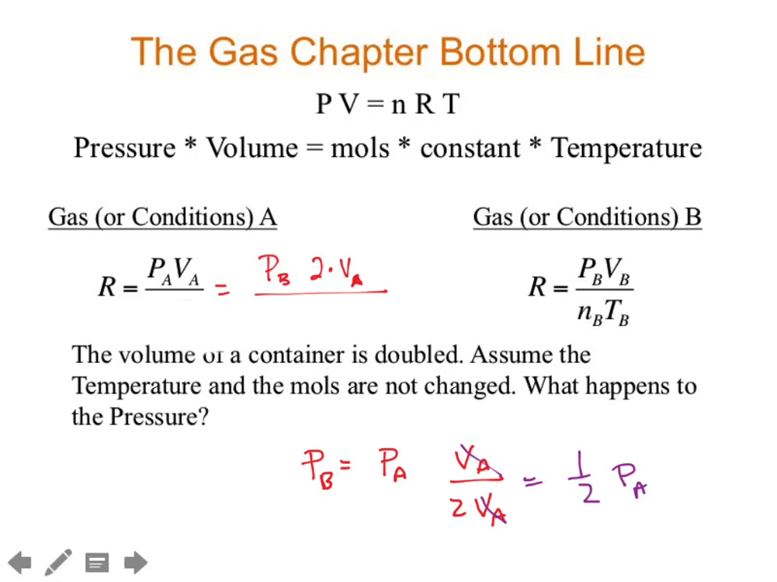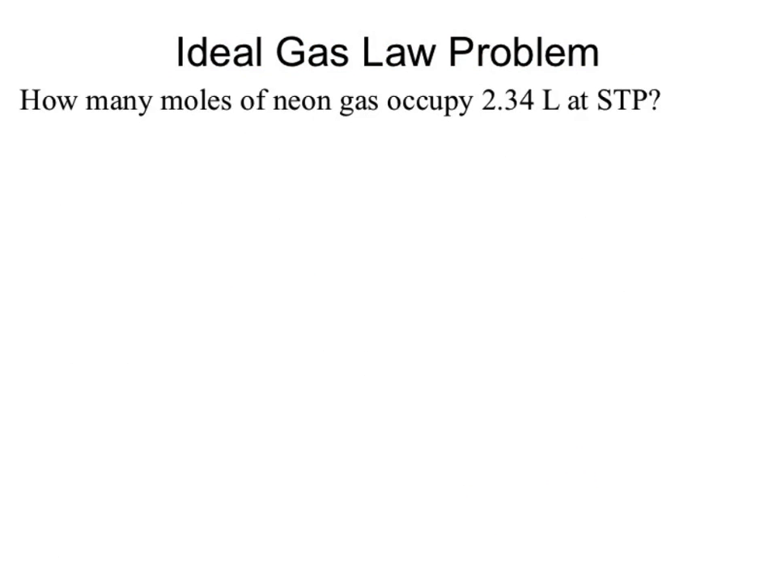So I can use PV = nRT to solve for these equations, or to solve for those numerical relationships. That can be nice and handy, much more so for future chemistry courses. All right. This one, we're going to do a race. So set it up, solve for this. How many moles of neon gas occupy 2.34 liters at STP?